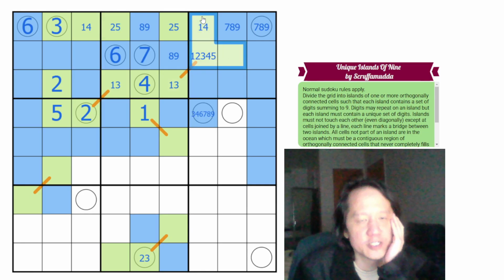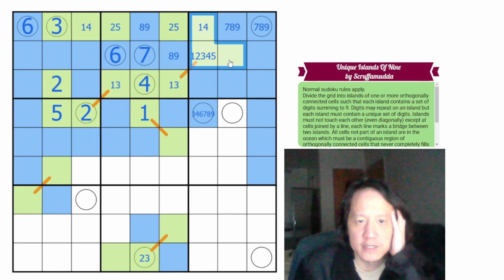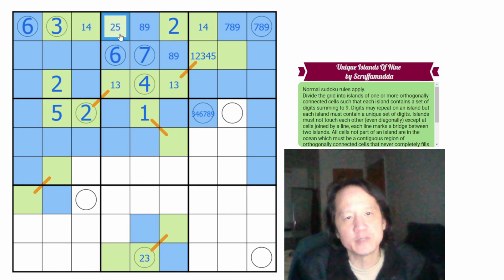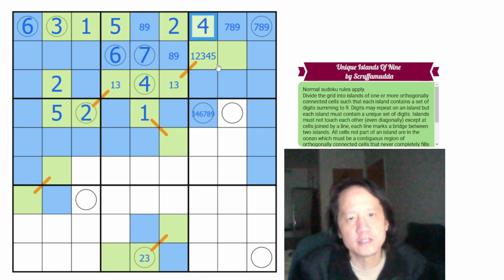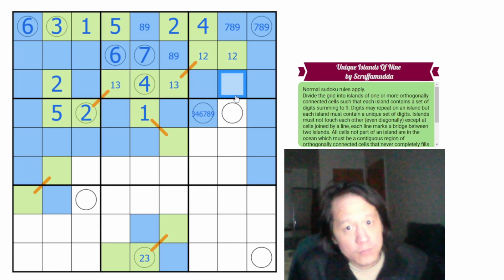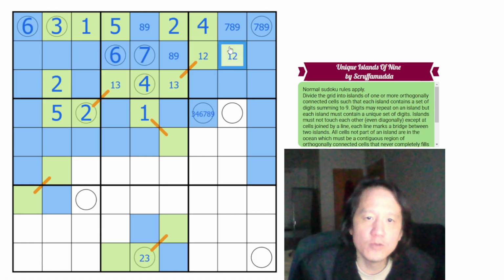So we have 3 digits, which add up to at least 6. So therefore, this can never be 5. So therefore, this is 2, which makes this 5, which makes this 1. This has to be 4. Therefore, this is 2, which means the other 3 digits must add up to 7. So therefore, this is 1 and 2 here. We have a 1, 2, 1, 2 pair now.